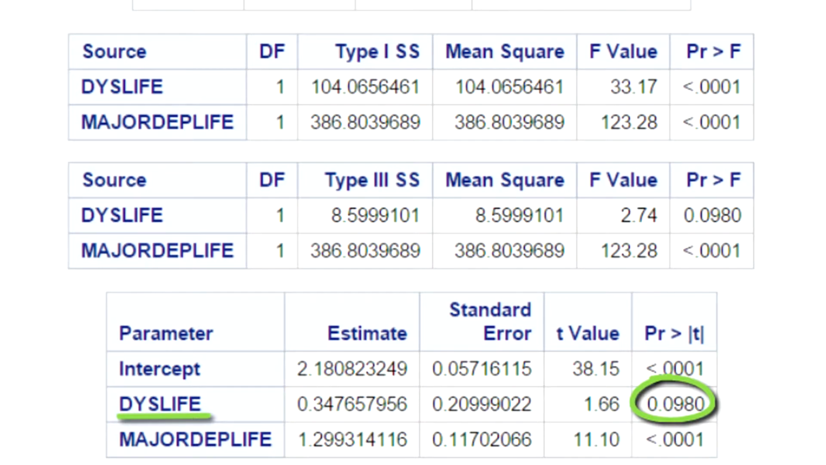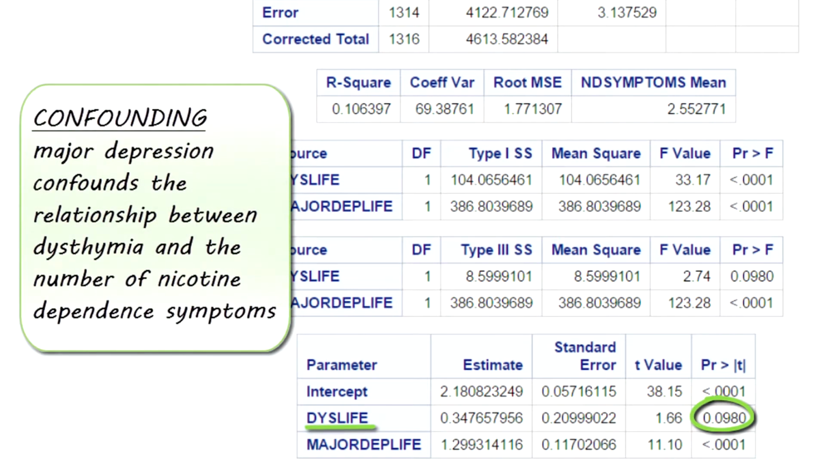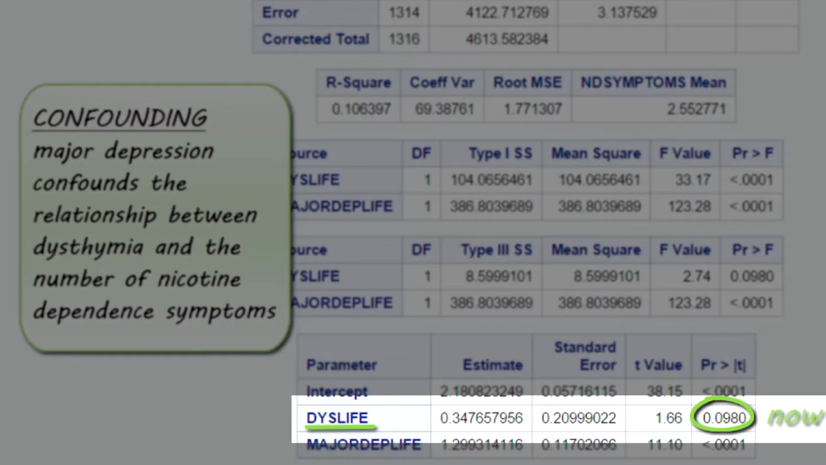Here we have an example of confounding. We would say that major depression confounds the relationship between dysthymia and number of nicotine-dependent symptoms because the p-value for dysthymia is no longer significant when major depression is included in the model.